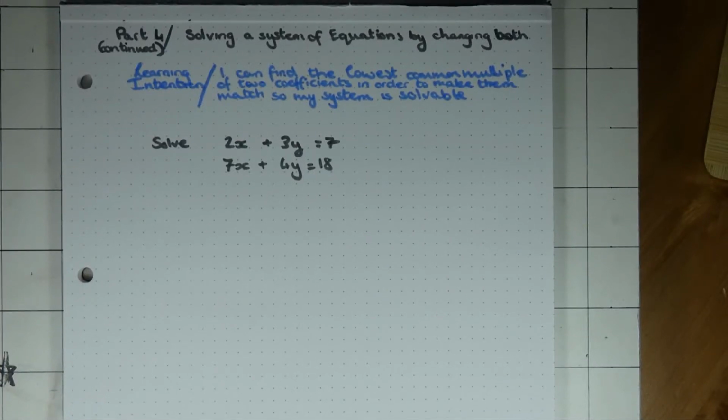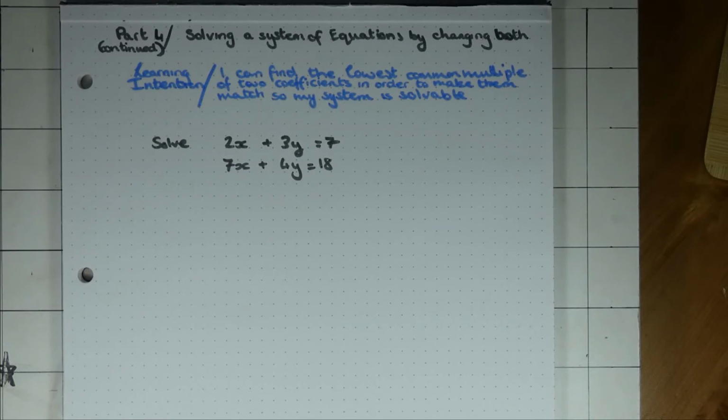Welcome back to part 4, continued. There isn't that much extra you need to be able to do in order to solve a system of equations by changing both of them. So our learning intention here is basically: I can find the lowest common multiple of two coefficients in order to make them match, so my system is solvable. Basically you can then do the rest that we've been doing up to now.